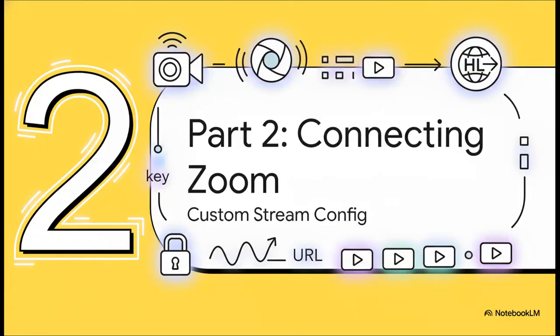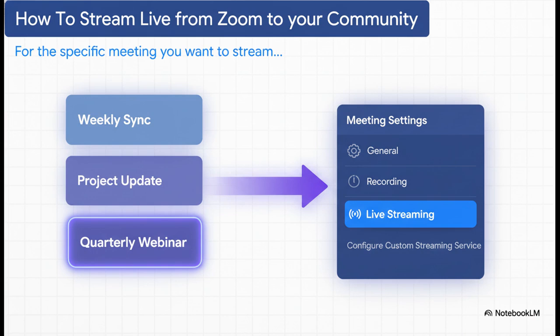All right, let's keep this moving. We've got our key and our URL from HighLevel, so now we're heading over to Zoom. It's time to tell Zoom exactly where it needs to send our live video feed. Now, listen up, because this is really important. You have to do this for the specific meeting you want to stream. This is not a global set-it-and-forget-it thing for your entire Zoom account. So you'll go into that meeting settings, find the live streaming tab, and choose Configure Custom Streaming Service.